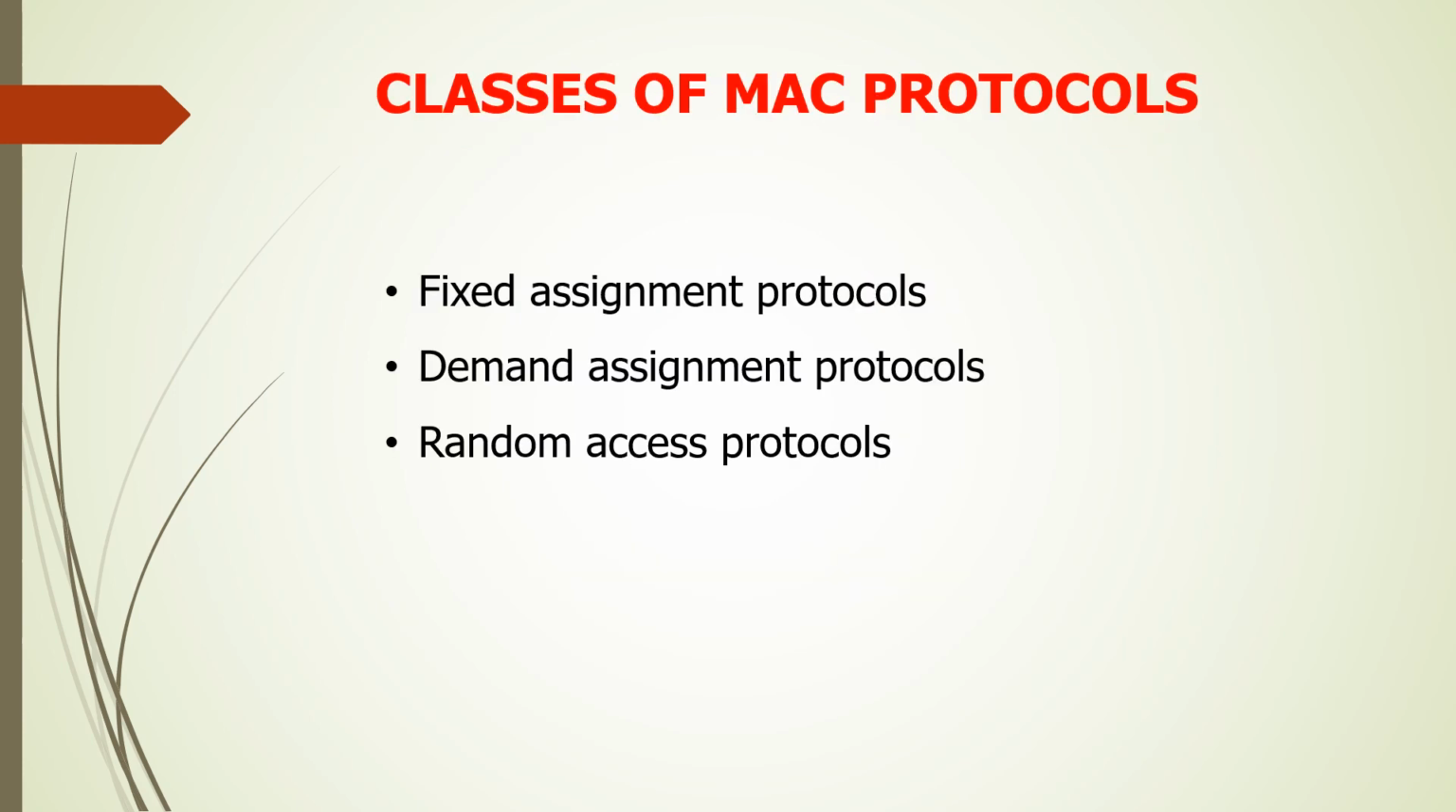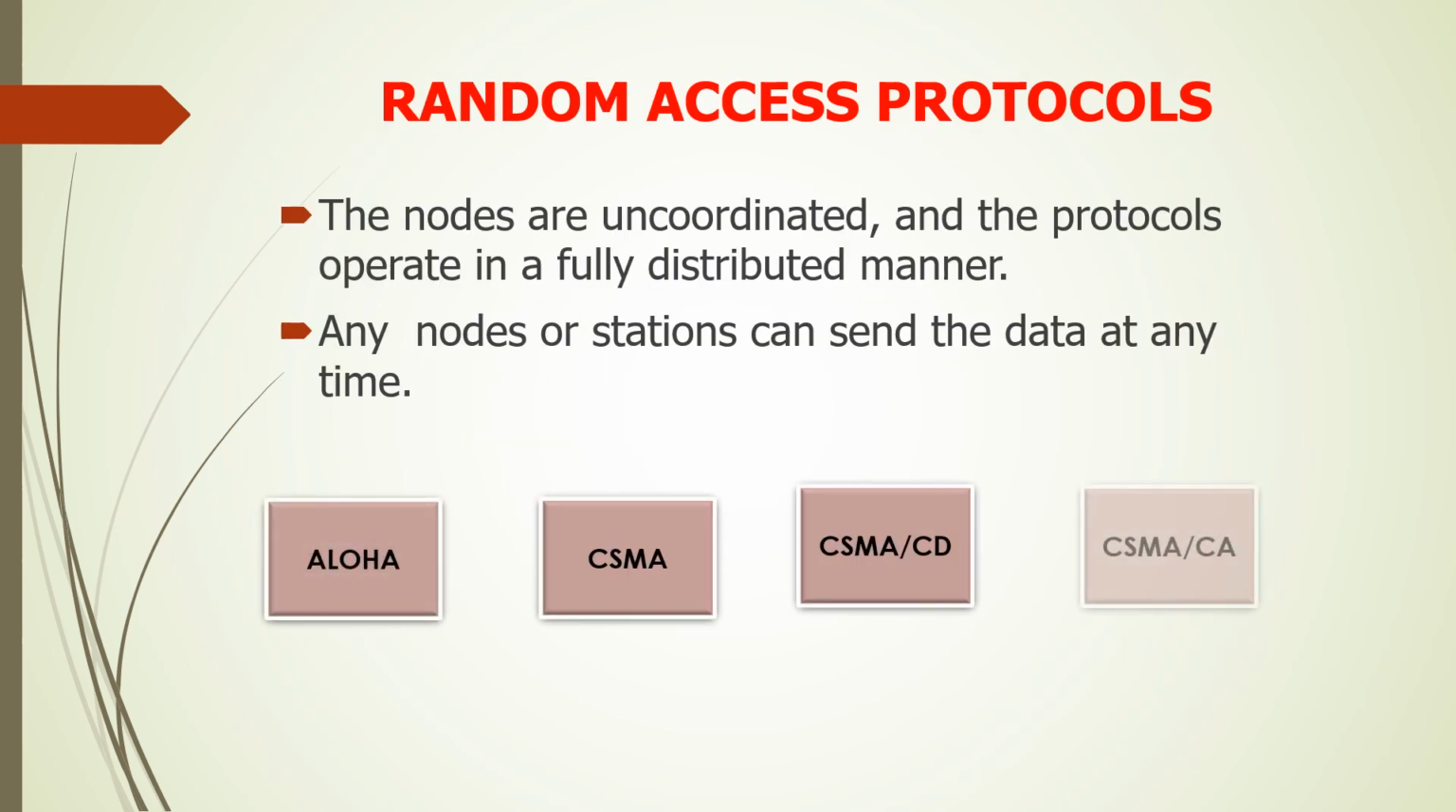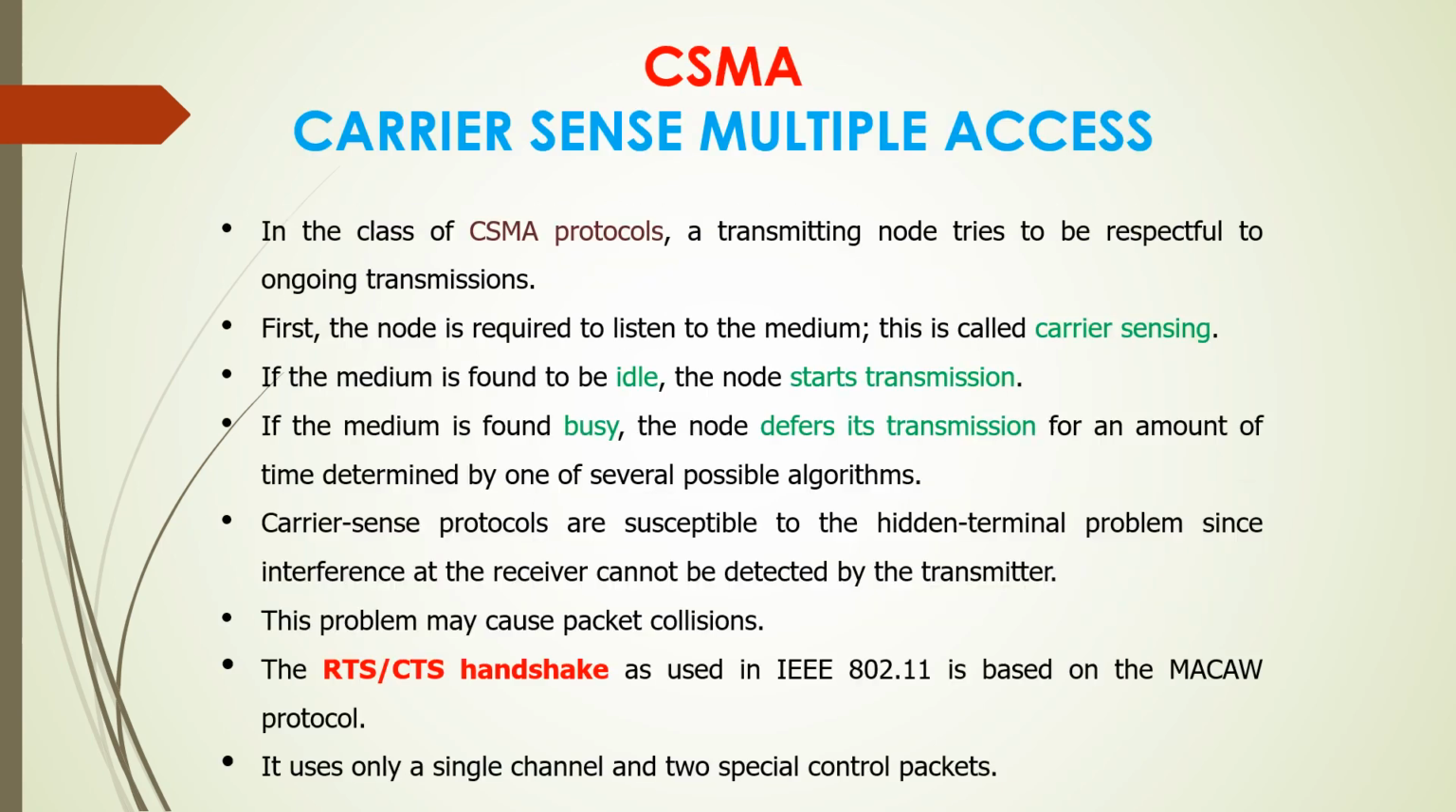In the last video we discussed the three classes of MAC protocol: one is fixed assignment, demand, and random access protocol. Under random access we have four different types of protocol: one is ALOHA, CSMA carrier detection and CSMA carrier collision. So today we'll discuss carrier sense multiple access.